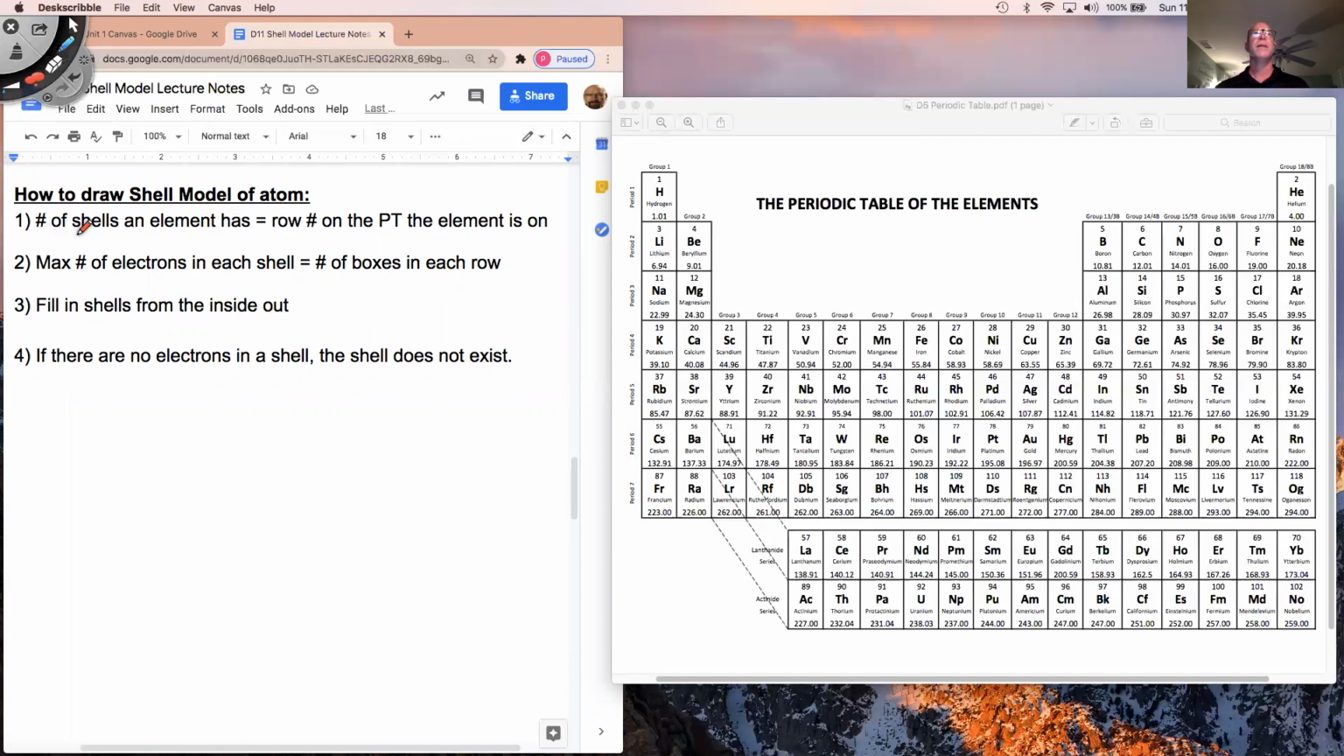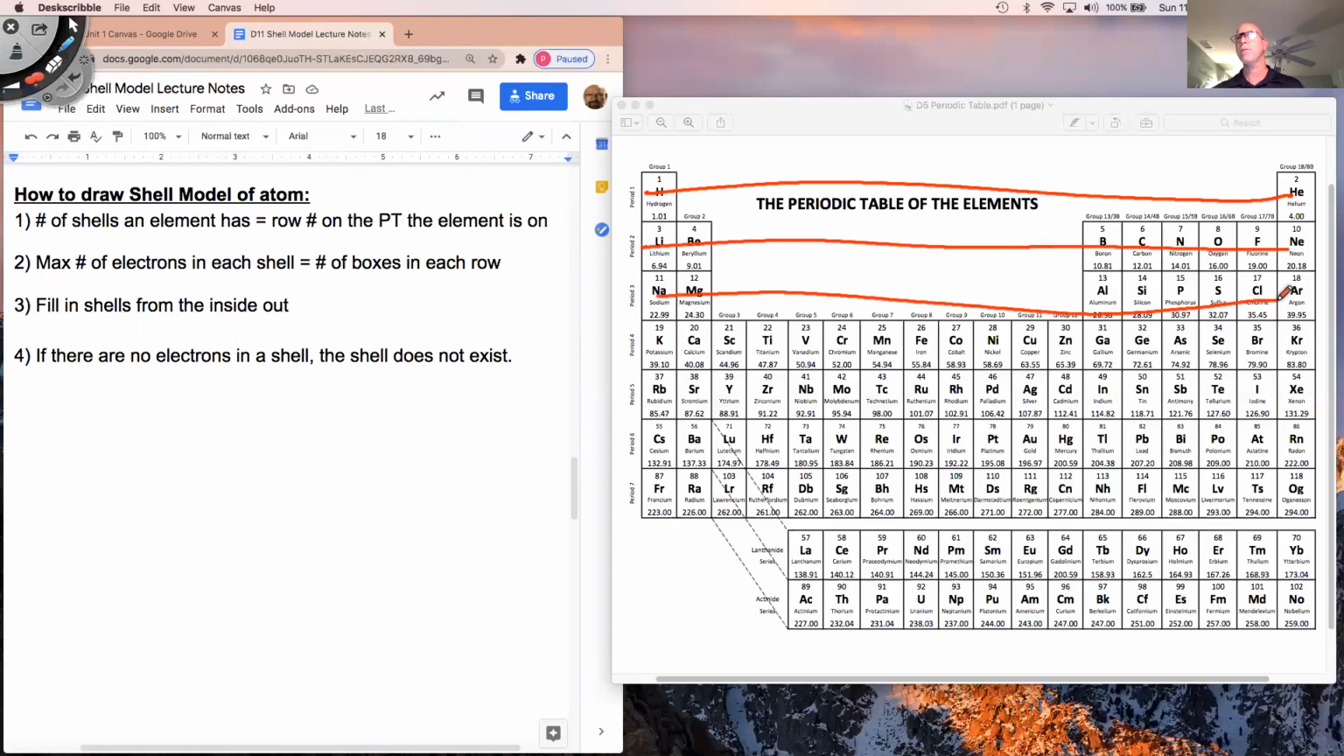It says, the number of shells an element has, the number of shells would be these shells. These were the shells where the electrons are hanging out. So the number of shells an element has directly correlates or is equal to the row number on the periodic table. So if there's 1 shell, it's row 1. There's row 1. If there's 2 shells, we're on row 2. 3 shells, there'll be row 3. 4 shells, row 4, etc., etc.